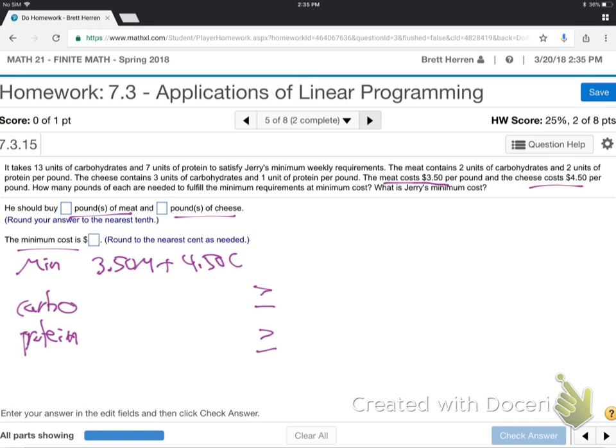Okay, what does it say? 13 units of carbo, 7 units of protein. Meat is 2 carbo, 2 protein. Cheese is 3 carbo, 1 protein. There we go. Everybody good with that? So I followed that out.